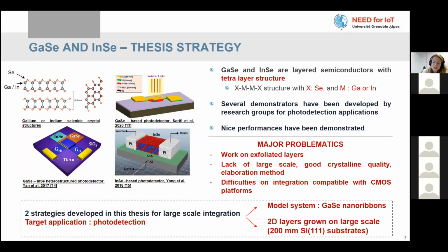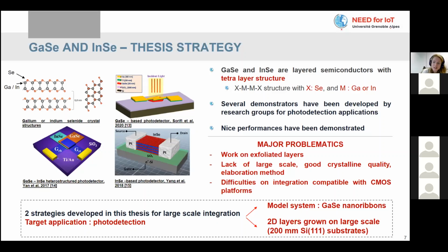These materials have quite similar structures. They are layered semiconductors with a tetralayer structure, which means that you have 2 metal atoms, gallium or indium, bonding with selenium, and between 2 layers you have weak forces, van der Waals type forces, and this is why we call them layered semiconductors.